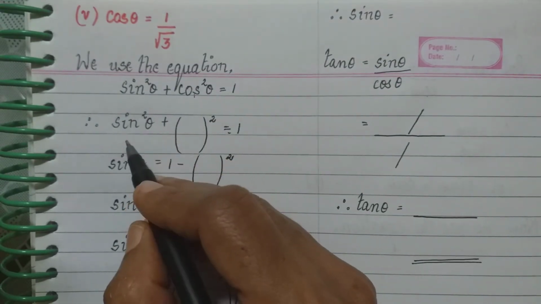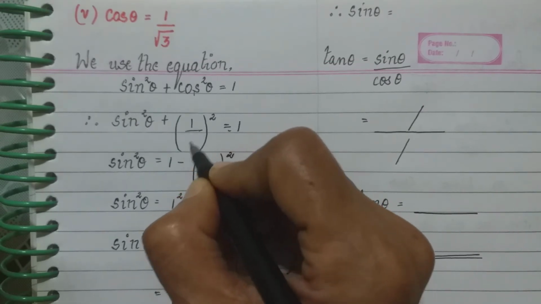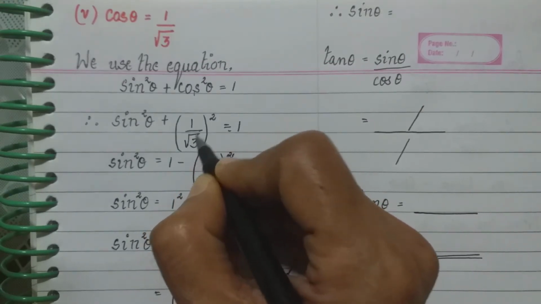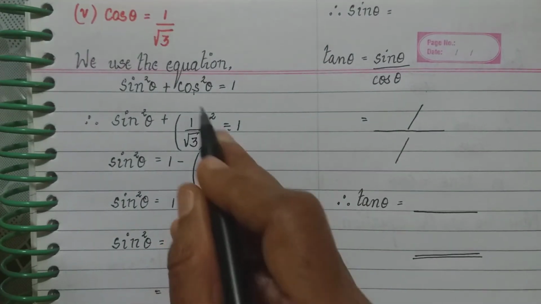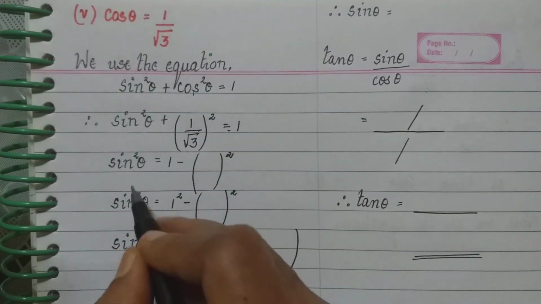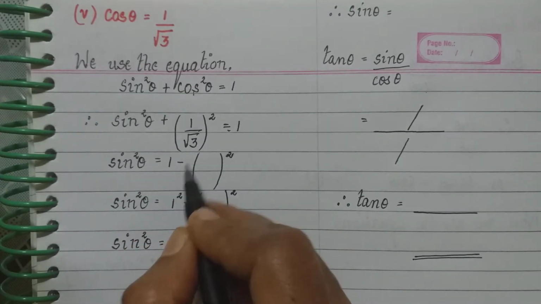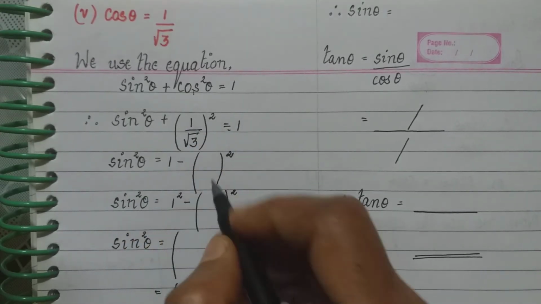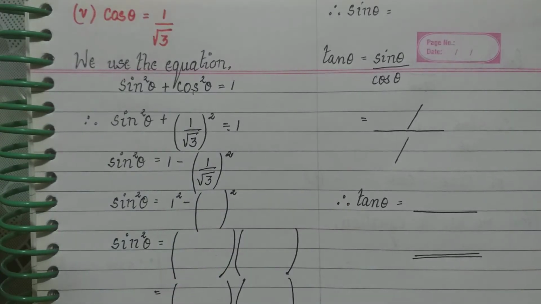So sin square theta is written as it is. In place of cos theta, I write here 1 upon root 3. So 1 upon root 3 the whole square equal to 1. So in the next step we have to take this to the other side. Therefore sin square theta is equal to 1 minus 1 upon root 3 the whole square.